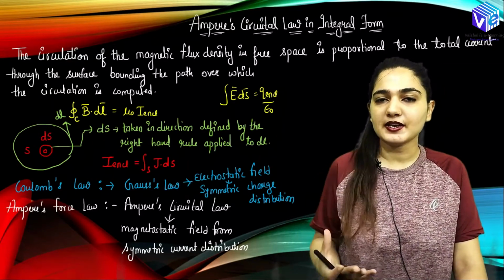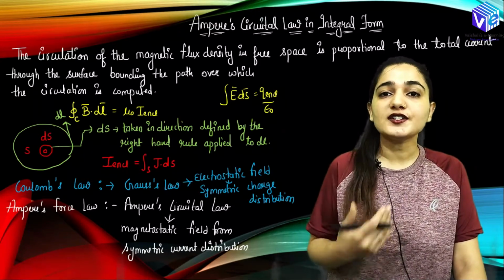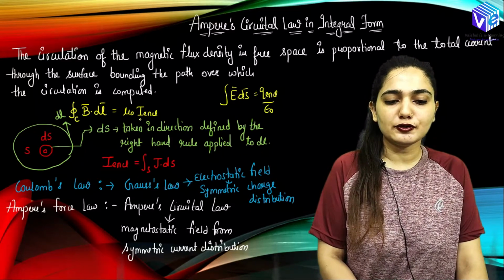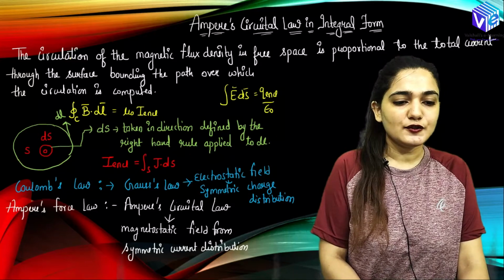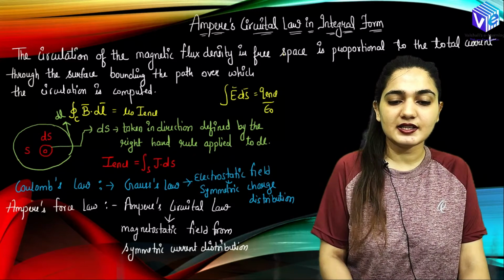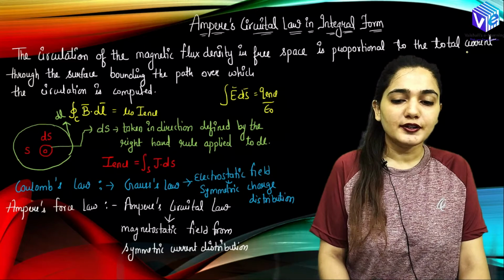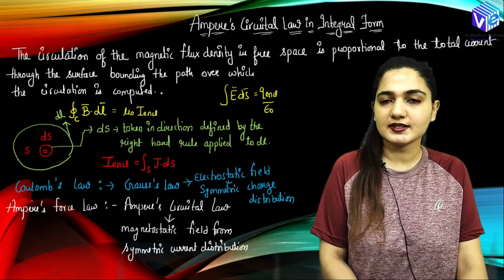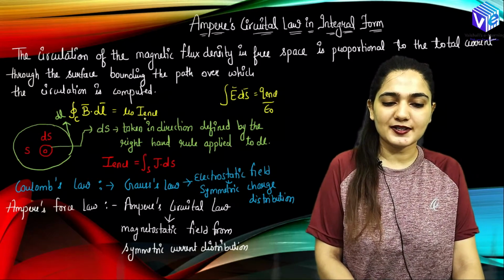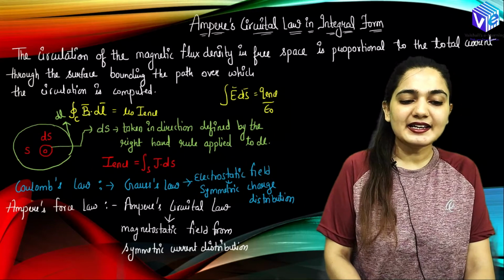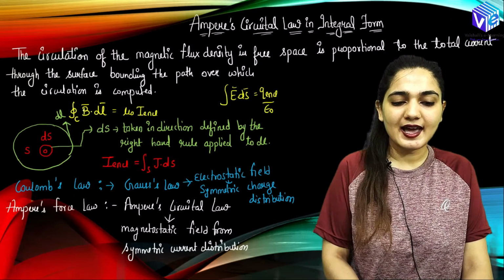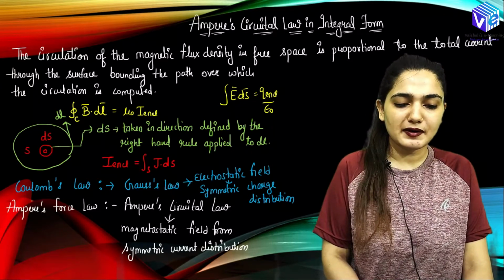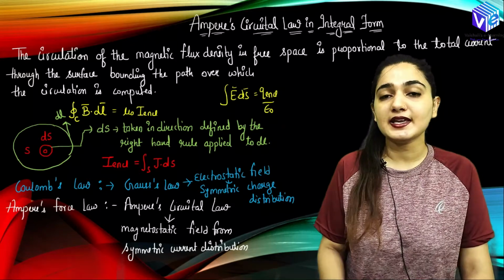So I will be making an Amperian path and finding out the circulation of the magnetic flux around that closed path. It will be equal to mu naught times the current enclosed by that path. So the circulation of the magnetic flux density in free space is proportional to the total current through the surface bounding the path over which the circulation is computed. So I can find out the current enclosed and integrate B dot dl over the given C, and if B is unknown, mu naught is a constant, it would be given in the question, so easily I can compute B.